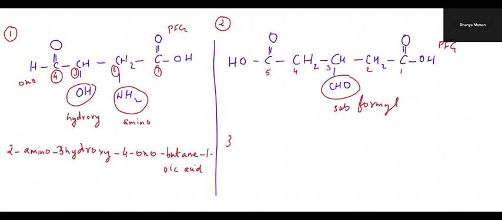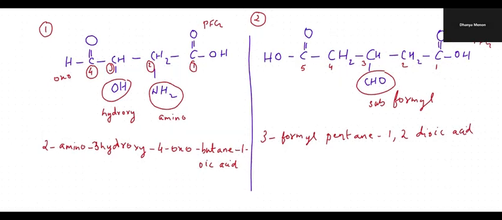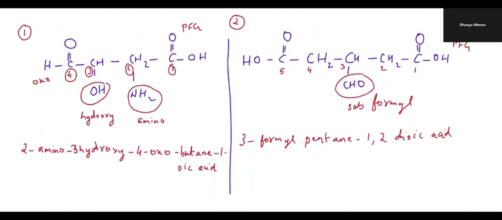3-formyl, 5-carbon, so pent or single bond pentane, 1,2-dioic acid. Okay, so if we are able to number the aldehyde, we use oxo. If we are not able to number it, we use formyl. Okay, coming to case 1 again.